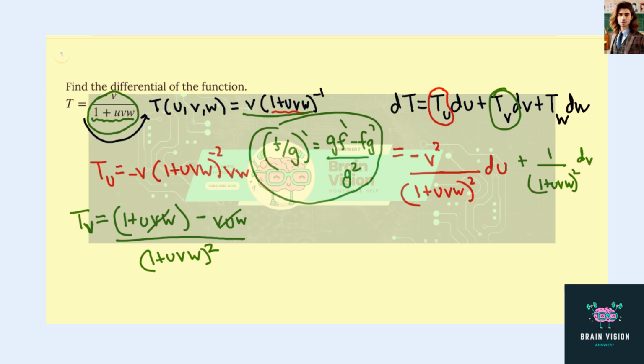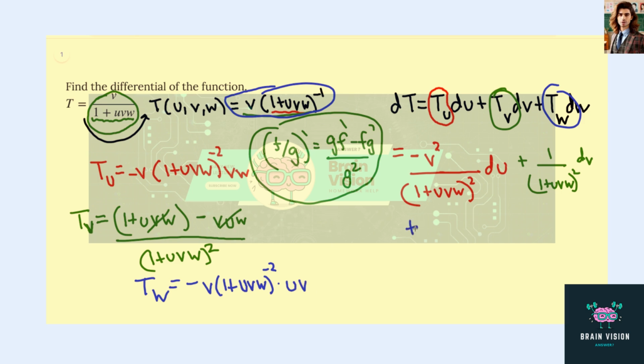And then we have one more to go. That's the derivative with respect to w. So this time it might be easiest to just use this formula for t over here, so you don't have to use the quotient rule. So use the power rule to bring down the negative 1. Multiply by the derivative of inside the parentheses with respect to w, giving you uv.